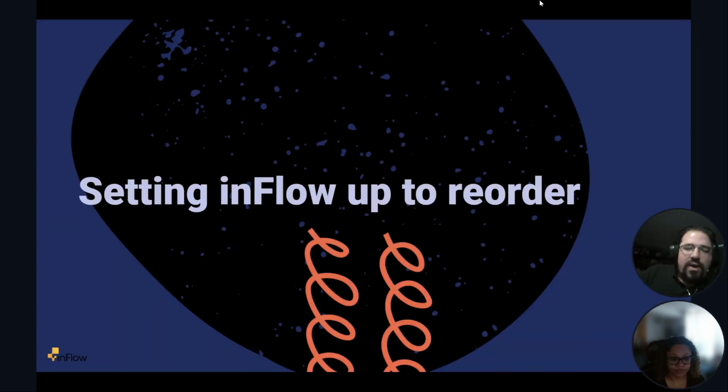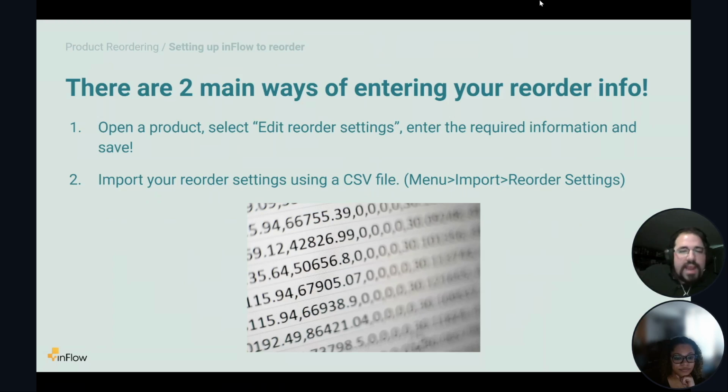Now, talking about all this is great, but how do you actually set up inFlow to do any of these reorderings? There are two main ways of entering this information into inFlow. The first is probably the easiest. You just open up a product. There's an edit reorder settings option near the bottom, and you can enter all the information we've been talking about and hit save, and there you go. Otherwise, you can import your reorder settings using a CSV file in Excel or anything like that, and I'll show you an example of that as well.